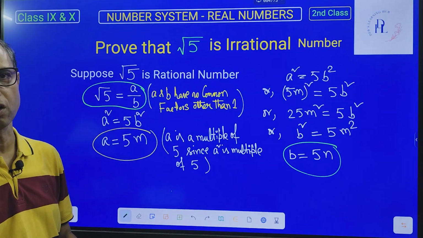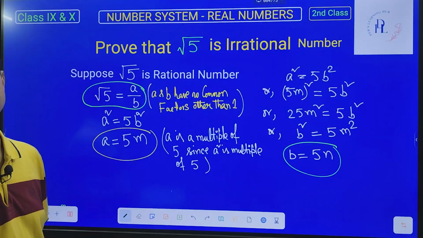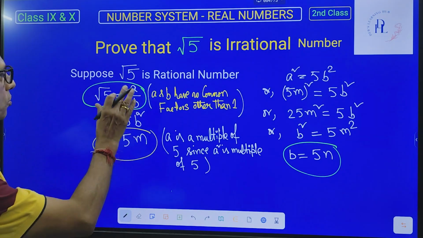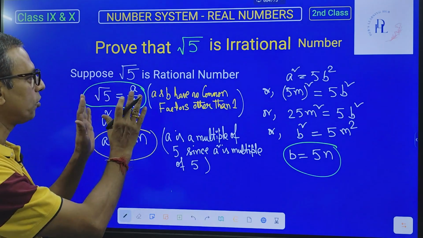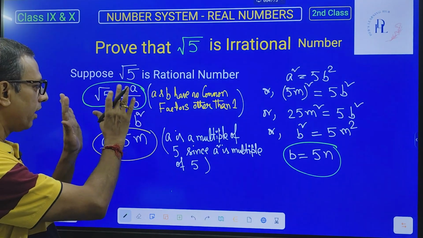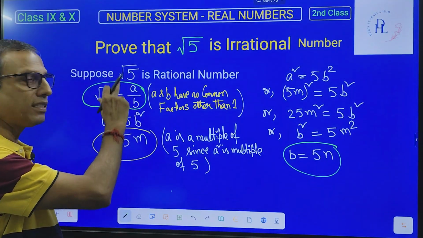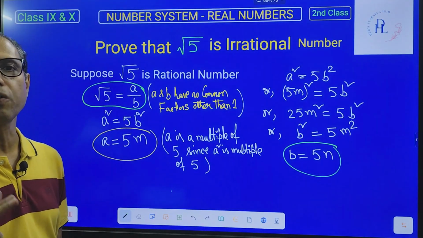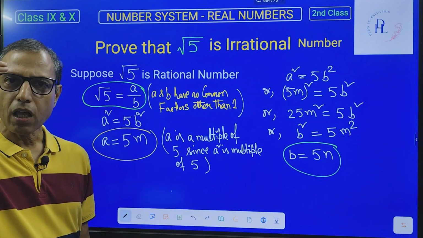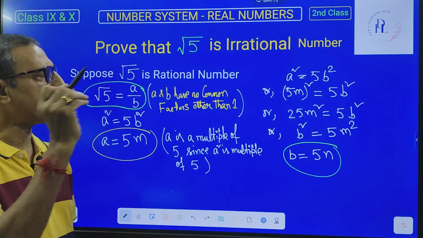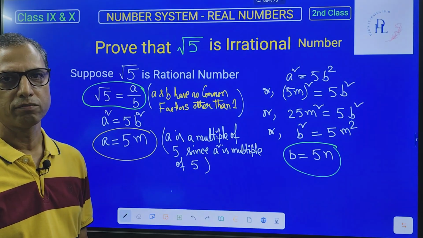Suppose root 5 is a rational number. That means root 5 is not a rational number. Root 5 is an irrational number. Got it? So it is a method of contradiction. First assume root 5 is a rational number. You express the rational number in the form of a by b, and this a by b is not in the form of an equivalent fraction. Which fraction is it in? It is in the least fraction, where a and b have no common factor other than 1.